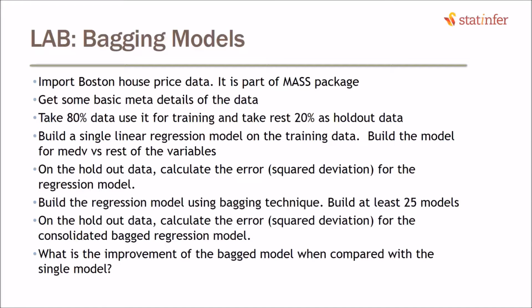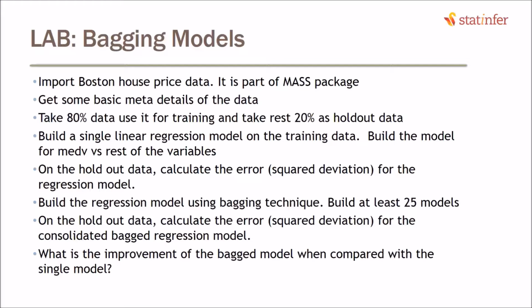Let's do an example to understand bagging models. The dataset that we are going to consider is the Boston housing price data. This is one of the most famous datasets used in machine learning. It is part of the MASS package in R. We need to import it from the MASS package, or we can import it from our datasets library as well. Get some basic meta details of the data: how many rows there are, how many columns, and what the structure of the data is.